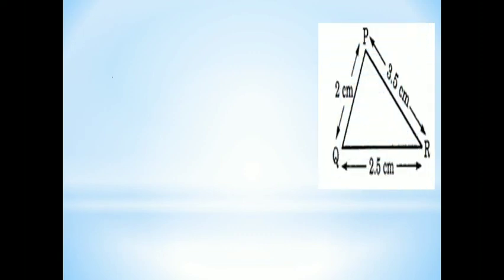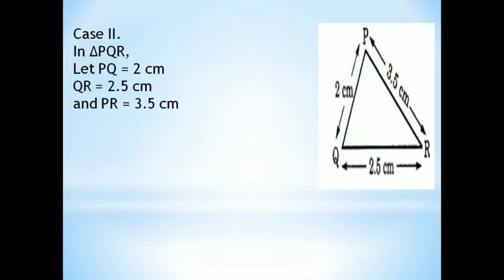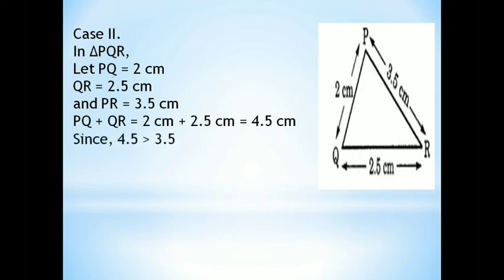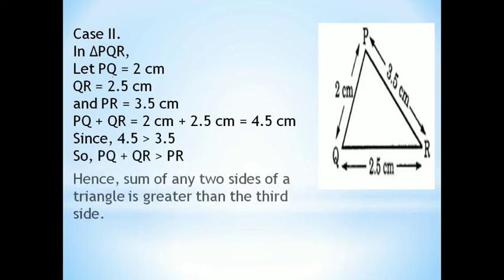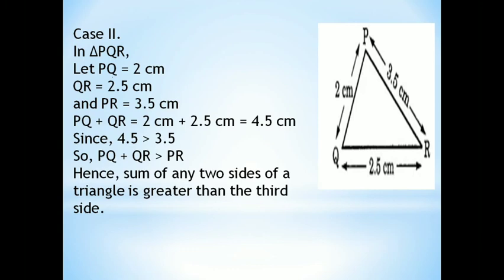Now here is the second triangle PQR, and in PQR let PQ be equal to 2 centimeter. Just look at the diagram. QR is equal to 2.5 centimeter and PR is equal to 3.5 centimeter. So PQ plus QR is equal to 2 plus 2.5, which is 4.5 centimeter. Since 4.5 is greater than 3.5, PQ plus QR is greater than PR. Hence, the sum of any two sides of a triangle is greater than the third side.